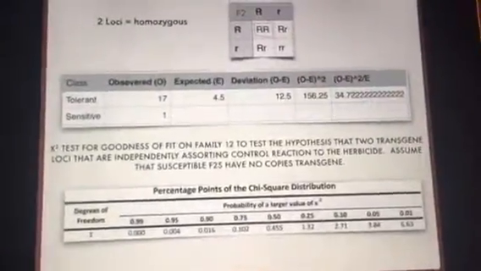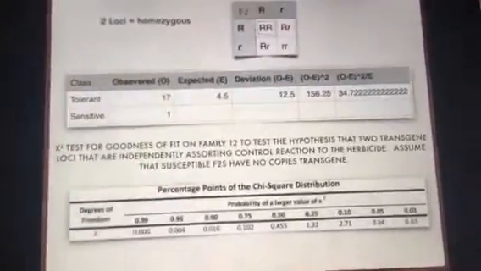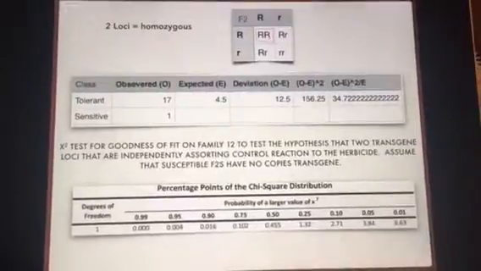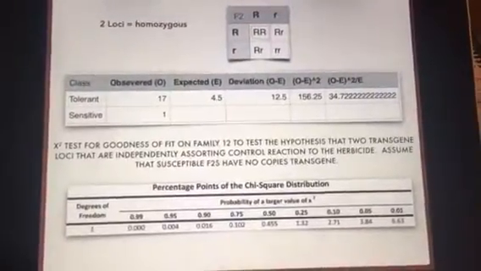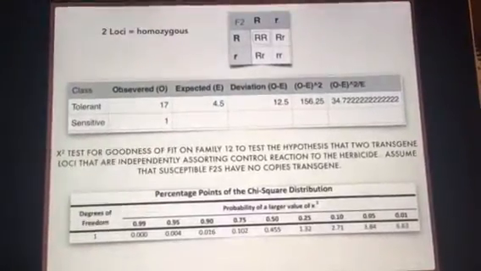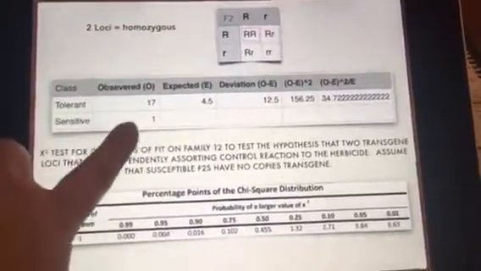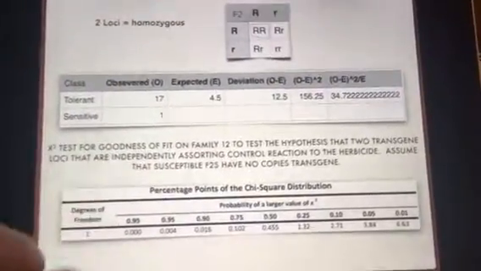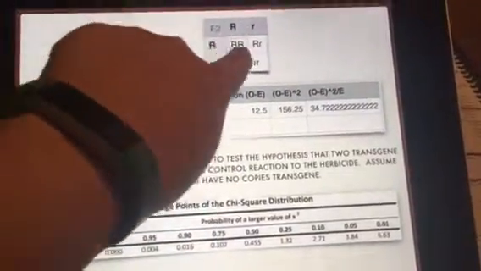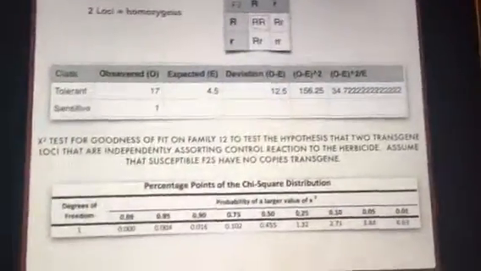So in my graph down below, I showed my classes and my steps to get my goodness of fit. How I calculated my expected was, since we had 18 plants that came up, I took a fourth of that, which would be this part of the Punnett square, and then I did the rest of my formula.